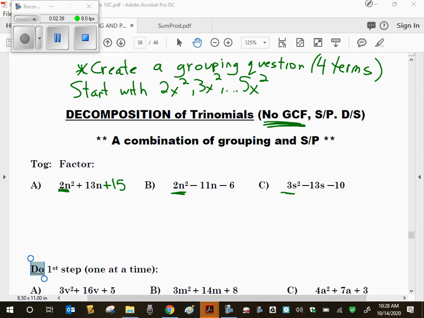There is one little, not trick, one little extra step. The product is no longer the number at the end. It's not 15, it's the first coefficient times the last constant. So the product is now the first number times the last number, 30, including the signs. The sum is still exactly the same. The sum is always the middle term, 13.